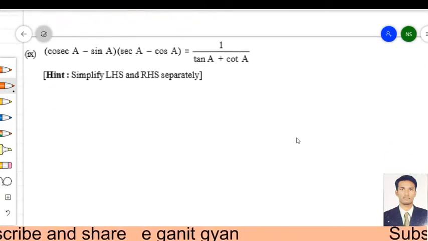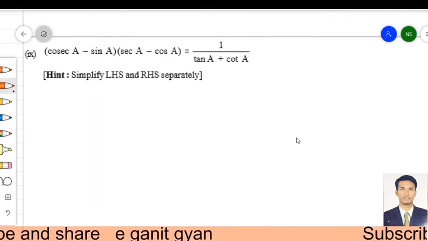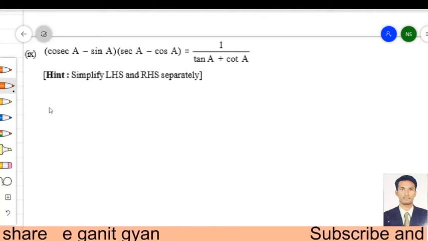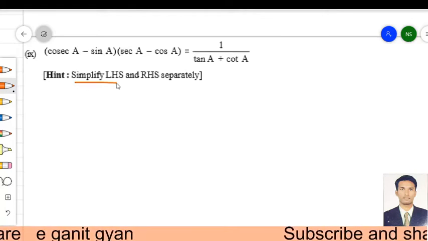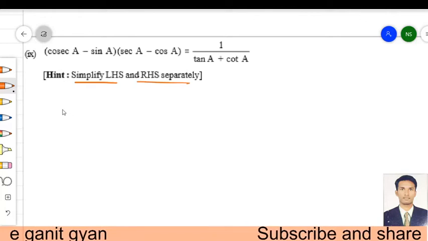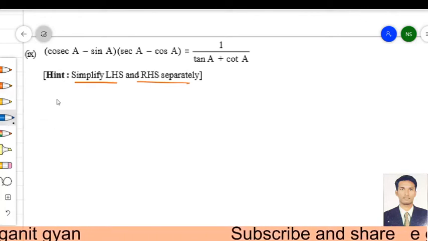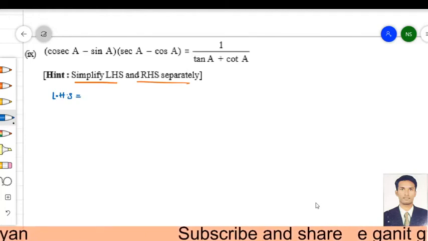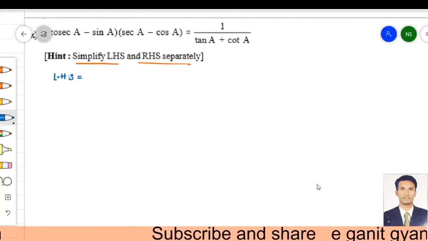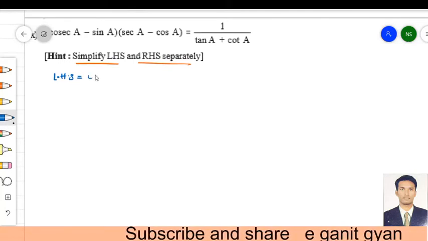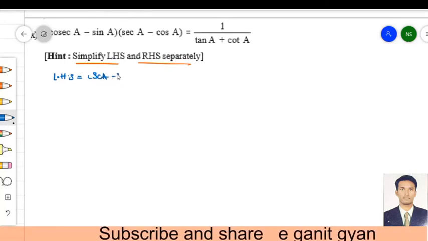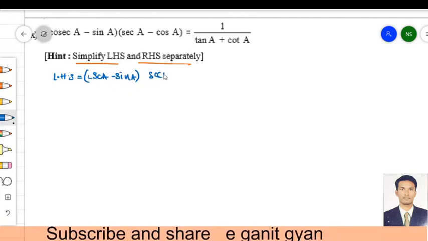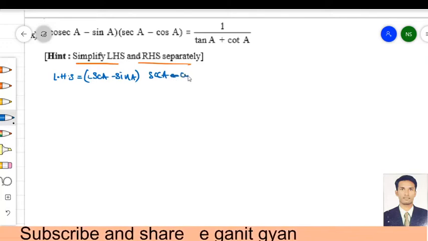Cosecant A minus sin A into secant A minus cos A, which is equal to 1 by tan A plus cot A. Yes, they are saying here separately you can solve left hand side and right hand side. Let us take left hand side first of all. Left hand side, they gave (cosecant A minus sin A) into (secant A minus cos A).